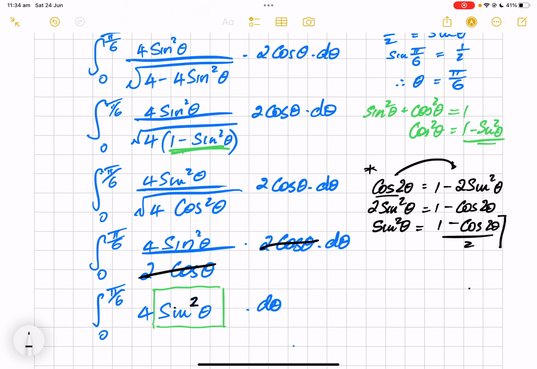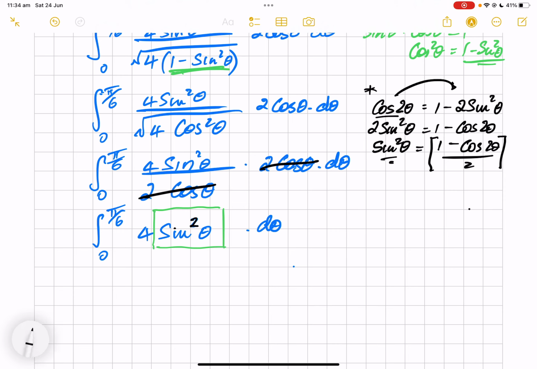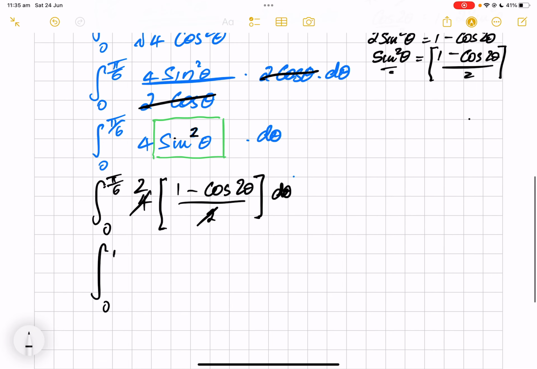And I'm going to replace sine squared theta with, we've suddenly changed to black, 4 times 1 minus cos 2 theta, over 2, because you can cancel that to be a 2. Then expand that: 2 minus 2 cos 2 theta.